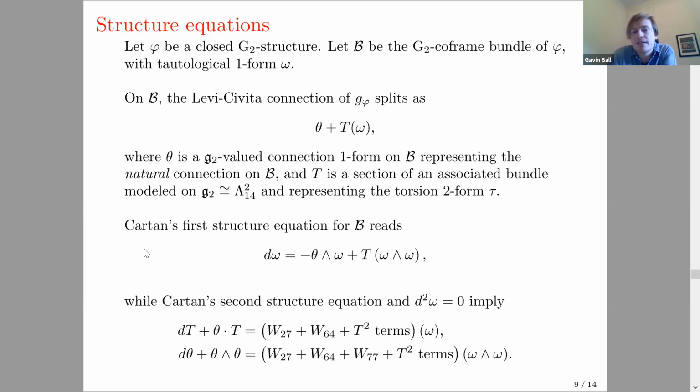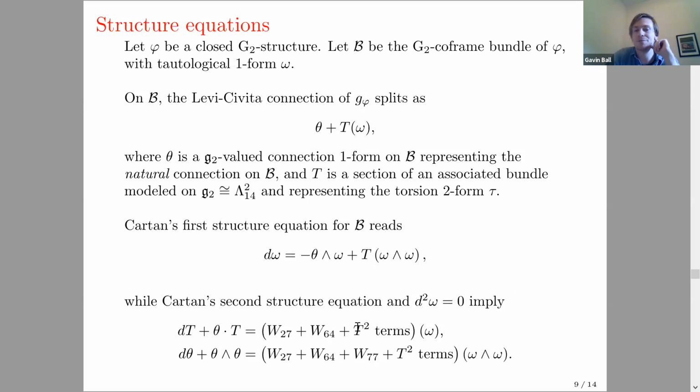And then Cartan's second structure equation, which you can get together with the Bianchi identity, d squared of omega equals 0, imply the following structure equations. So T is a section of some bundle, and it says that dT plus the natural action of this G2-valued connection form on T itself is equal to this W27 piece, this W64 piece that I talked about before, plus terms that are quadratic in T. And then the curvature of this G2 connection theta can be expressed in terms of W27, W64, W77, and more terms that are quadratic in T.